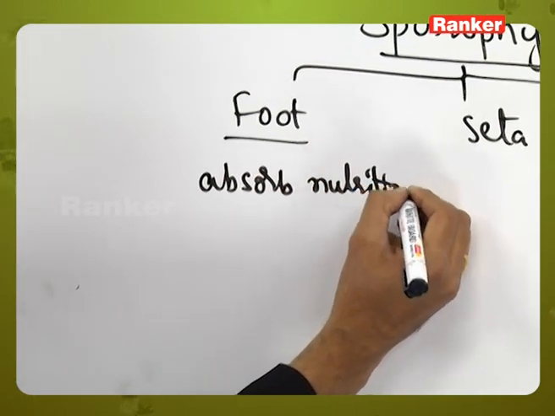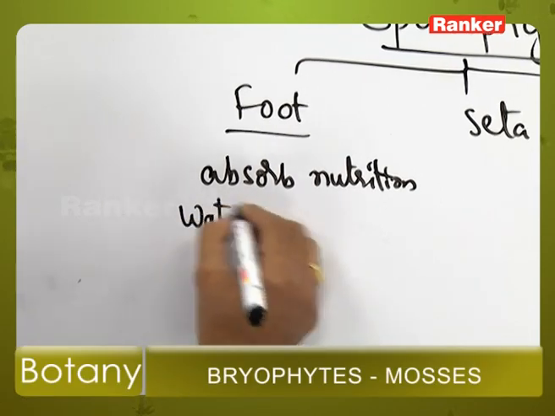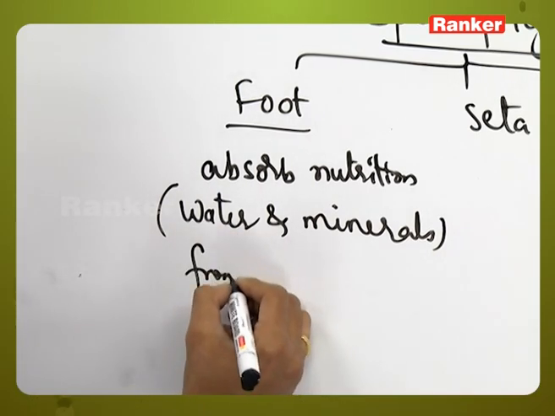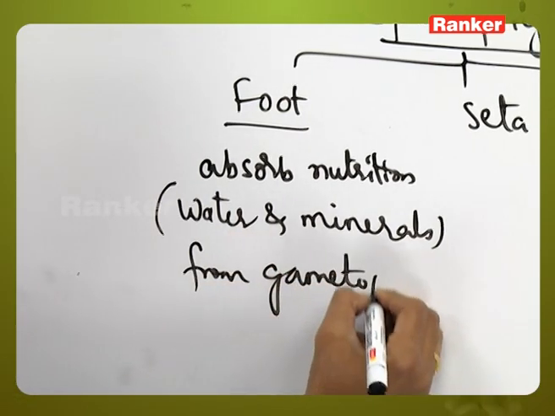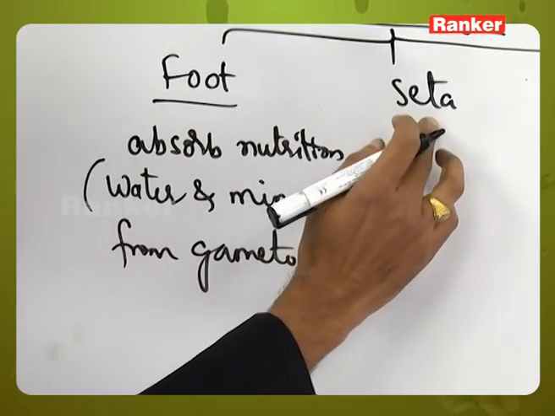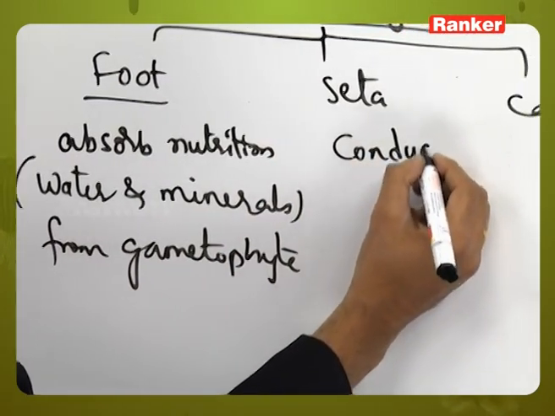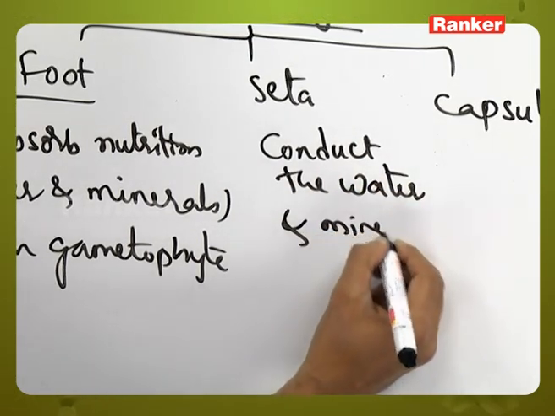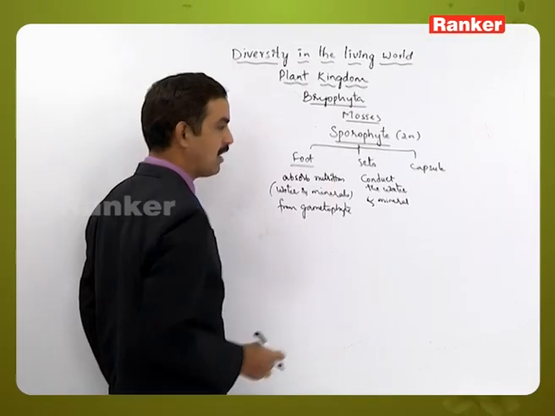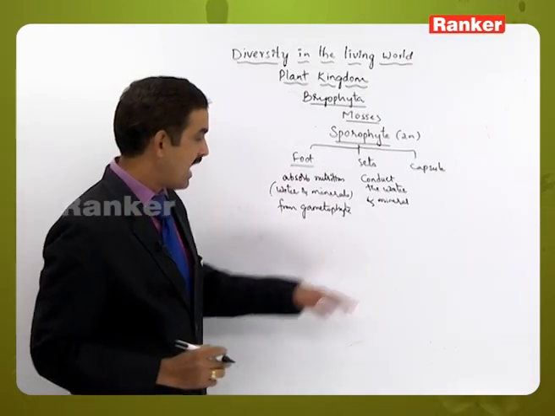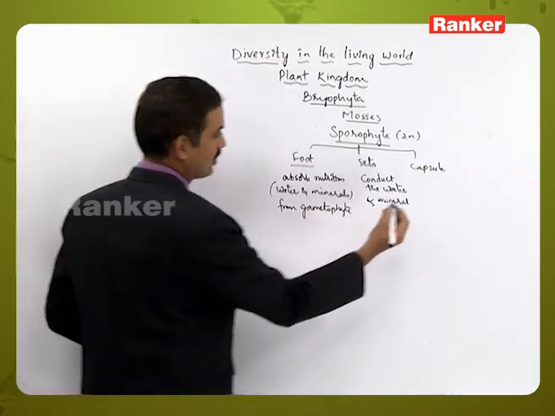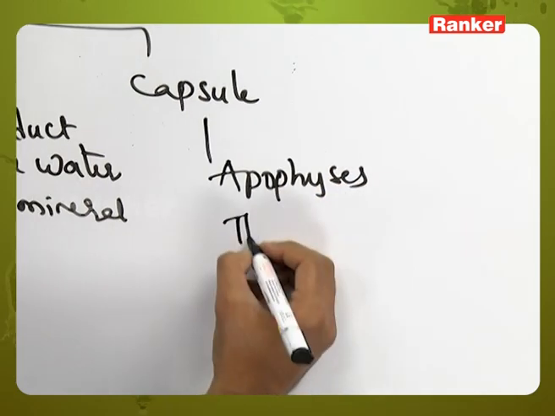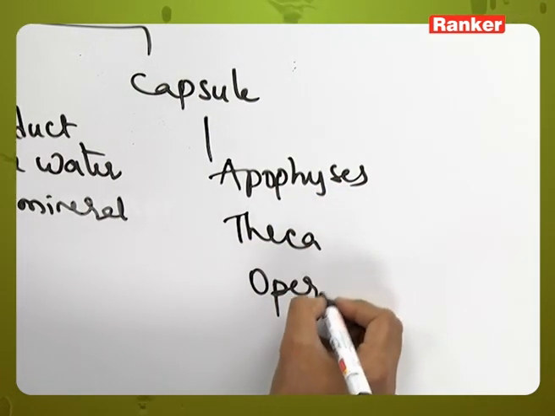the foot is the one which will absorb the nutrition, particularly water and minerals, from the gametophytic tissue, and the seta is a structure which will conduct the water and minerals which have been absorbed by the foot up to the capsule region, and the capsule will have three parts. Those are apophysis, theca and operculum.